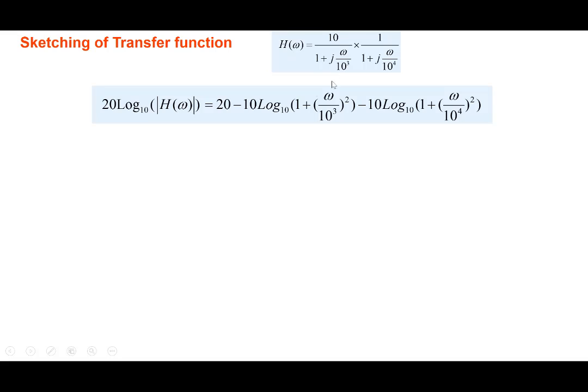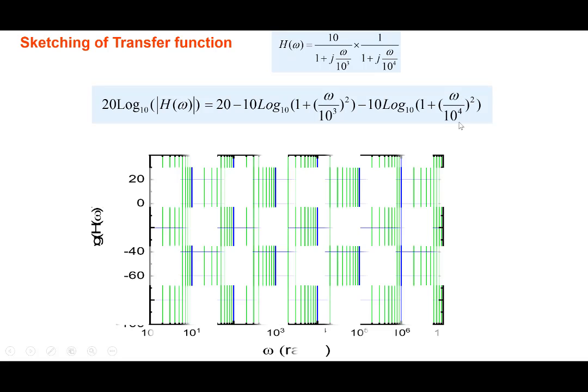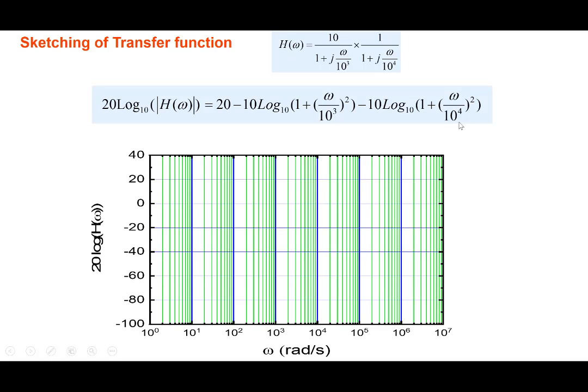It's easy to write this out. It becomes 20 log 10 of the constant, minus 20 log 10 of 1 plus omega by 10 to the power 3, and the other factor, 1 plus omega by 10 to the power 4. This is how we're going to plot it out, in dB. For the frequency, we've taken a large enough range, from about 1 radian per second to about 10 to the power 7. So let's plot this out.